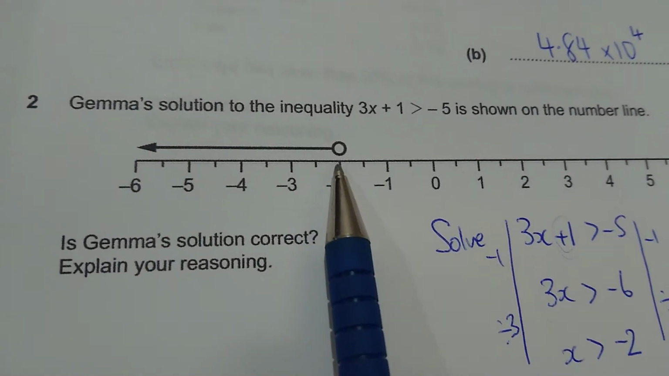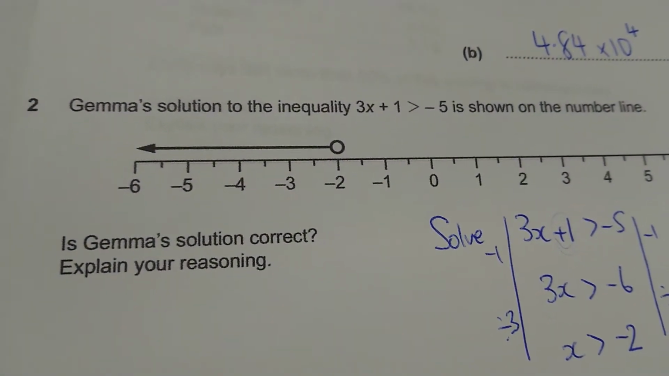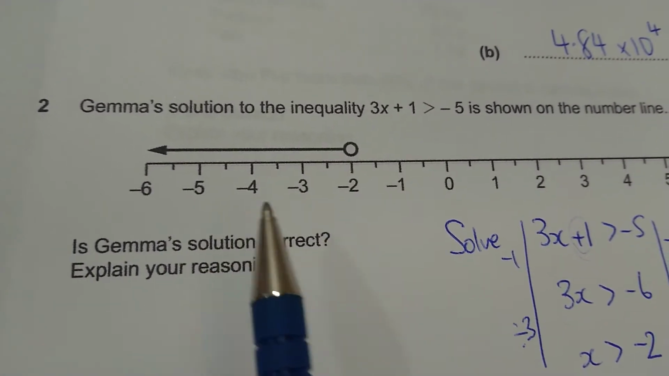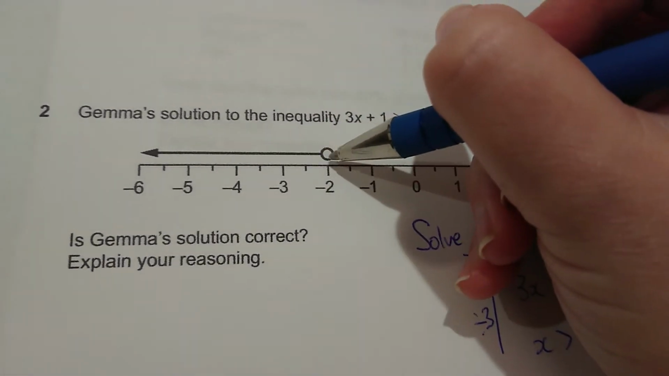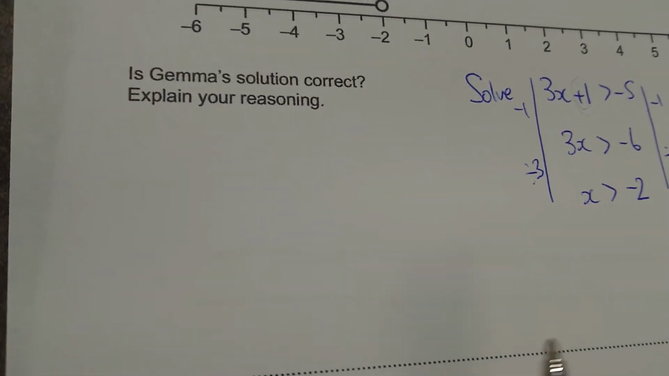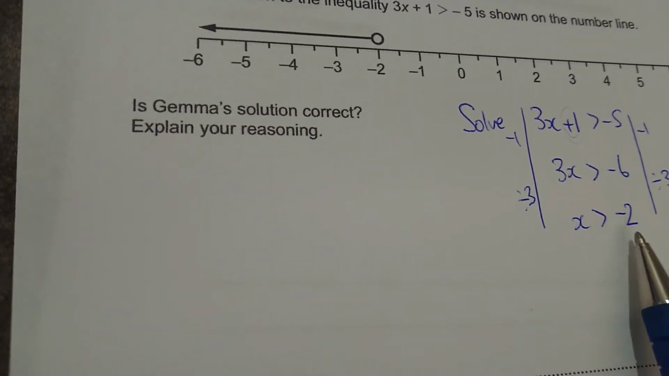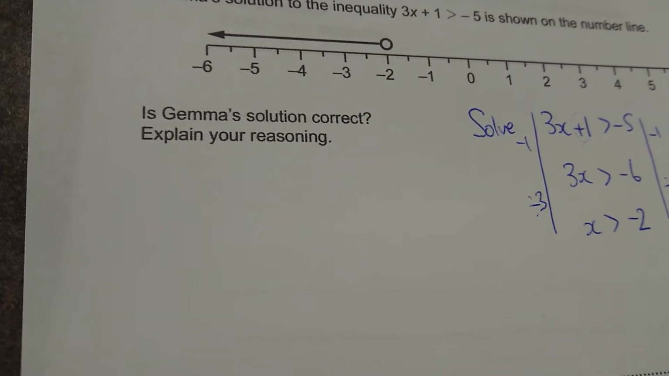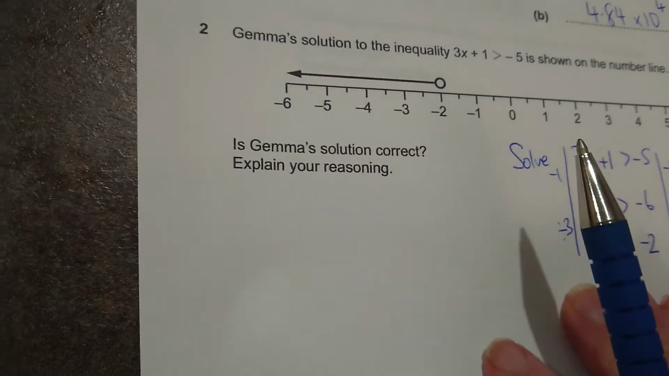Now when we look at what Gemma's done here, her arrow is going to the left, and so therefore it's going in the wrong direction, because these numbers are all actually smaller than minus 2, and we want them to be bigger than minus 2. So although she's got the circle in the right place, the arrow should be going to the right. So in terms of what you would say here, I would say something like x is bigger than minus 2, therefore the arrow should be pointing to the right and not to the left, as this would be x is less than minus 2. So that is question 2.